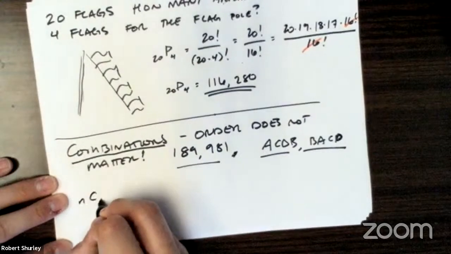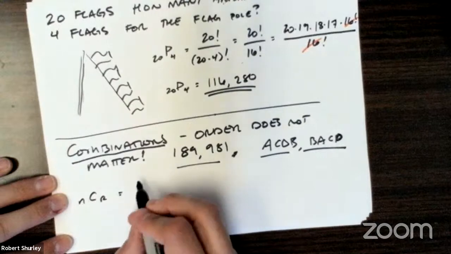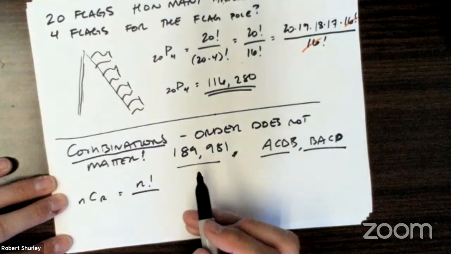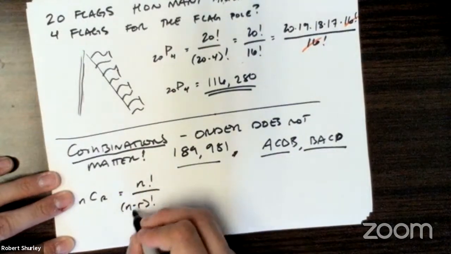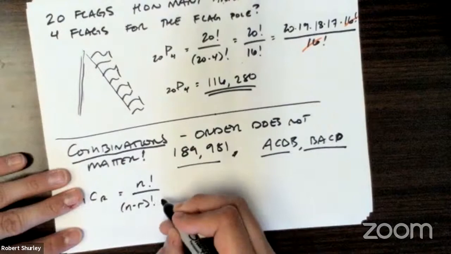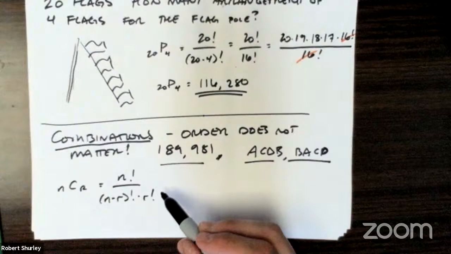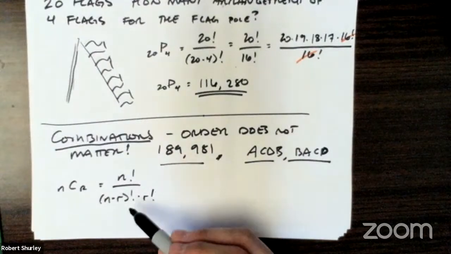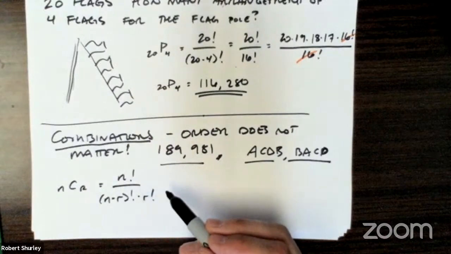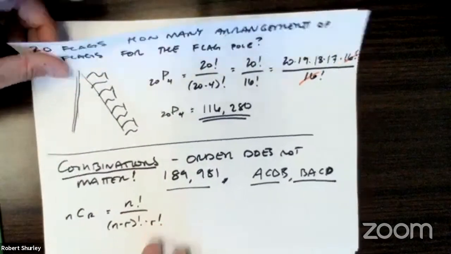It's n combination r, and it turns out that it's n factorial, this is on the top of page 461, over n minus r factorial, which is the exact same as the permutation formula. But then you multiply the denominator by r factorial. What that does is it cancels out all the permutations that are the same. By dividing out r factorial, you're canceling out all the common permutations, okay? So let's look at an example.